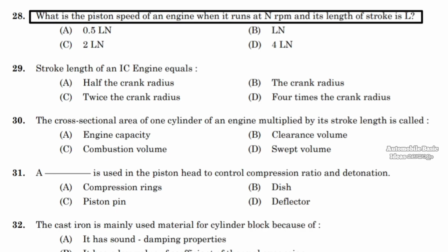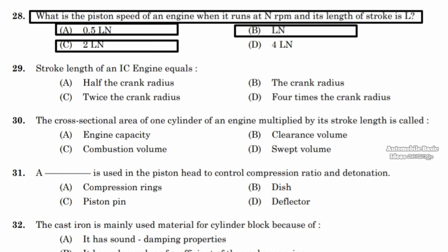28. What is the piston speed of an engine when it runs at N rpm and its length of stroke is L? A. 0.5 LN, B. LN, C. 2 LN, D. 4 LN. Answer C. 2 LN.